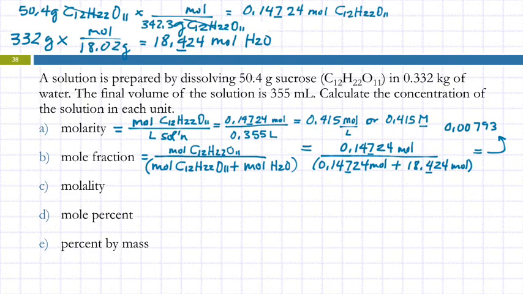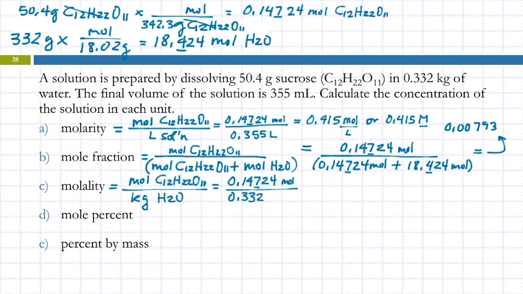Molality. Moles over kilograms. Moles of solute, C12H22O11, divided by kilograms of what? Solvent, H2O. Not the whole solution. Okay, so we have these numbers. Again with the moles, 0.14724 moles of sucrose per 0.332 kilograms of water.